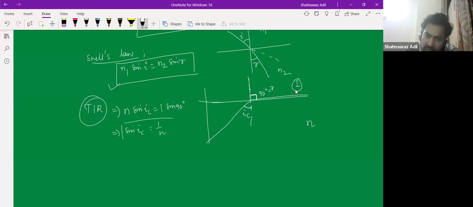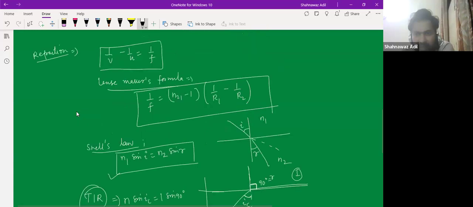But we can have two different refractive indices. Let's say these are two different mediums, right? If you have N1 and N2, then you can put these values. So sine IC would be N1 by N2. So this is TIR. And then we have learned prism.